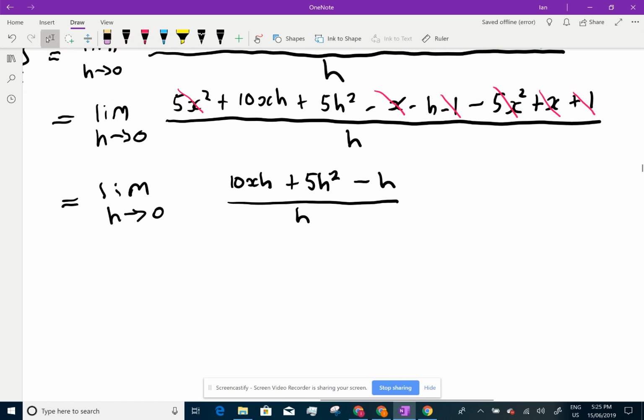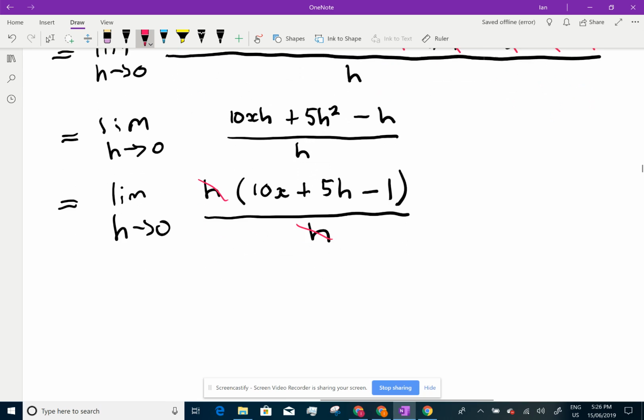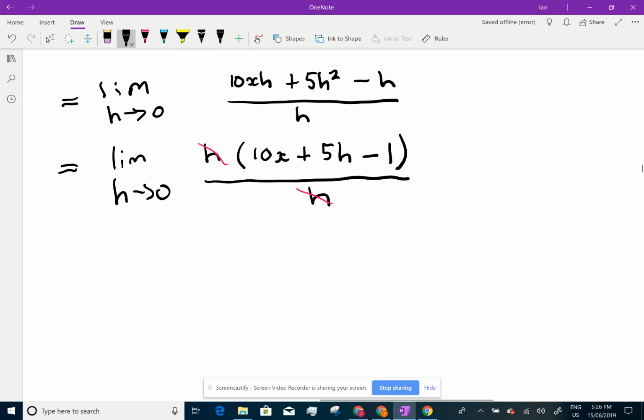And again now I'm going to factor out h on top. I'm going to have h out the front. I'm going to be left with 10x plus 5h minus 1, all over h. Now that h will cancel top and bottom, which means we're good because we can't divide by 0. And eventually I will have an expression without a fraction here. I'll have 10x plus 5h minus 1.